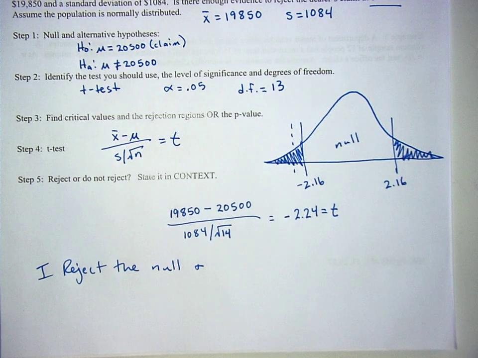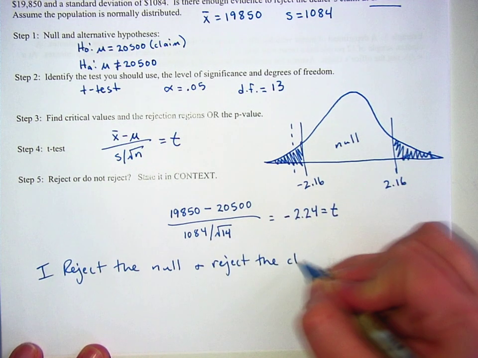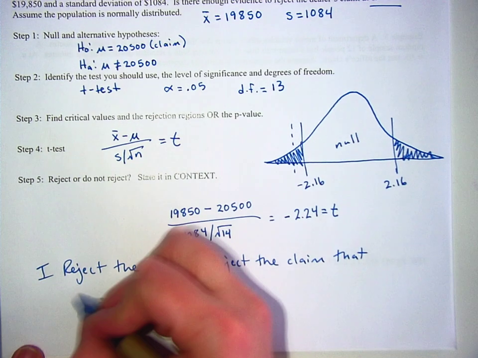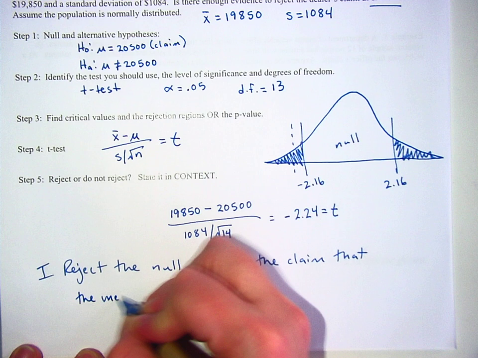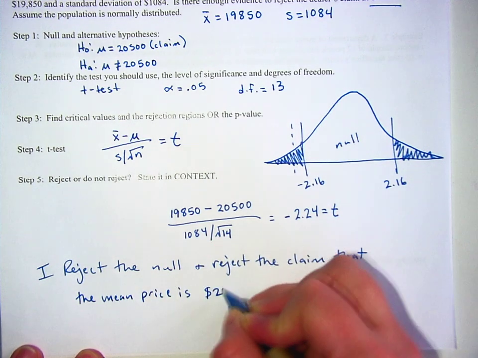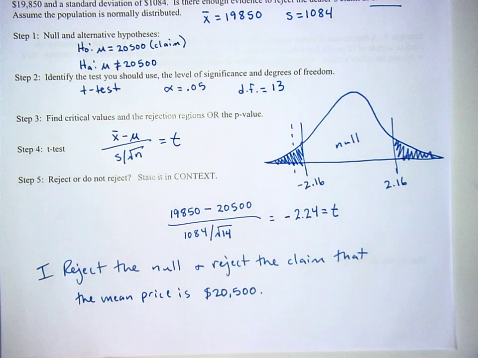And reject the claim, because they're the same thing, that the mean price is $20,500. Now, if I was on an AP test, I would say the mean price of a 2-year-old sedan in good condition, right? We'd say all the words, but in our homework we don't have to.